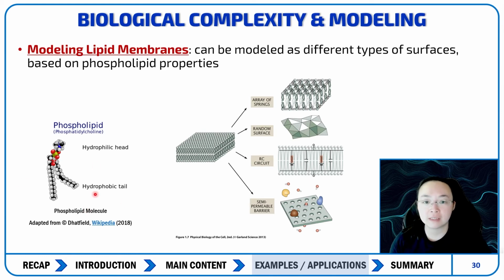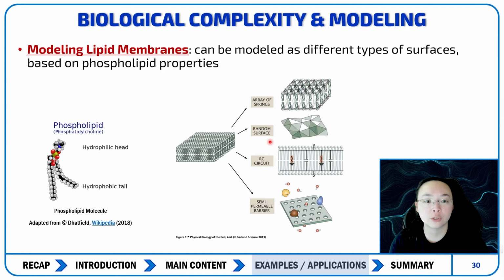Because of this, it means that we can have various different types of surface properties. If there's more kinks, then the membranes are a little bit more spaced out. If they're more straight, then the membrane is more tightly packed. If you have a larger head, then you have different types of properties at the top and more surface area for things to attach to.